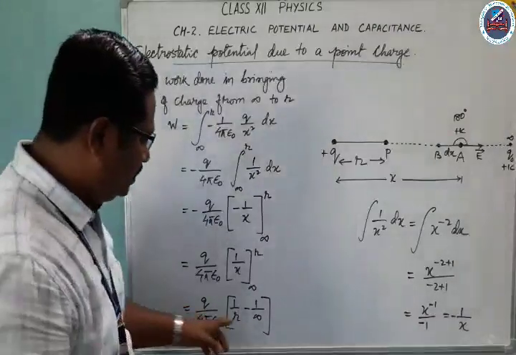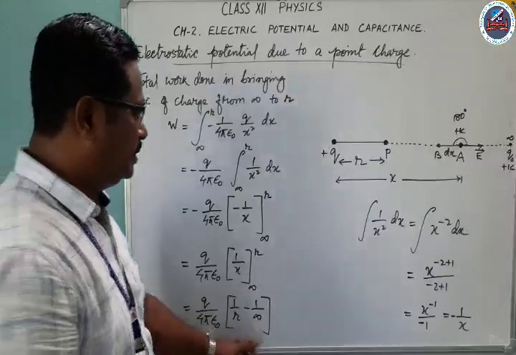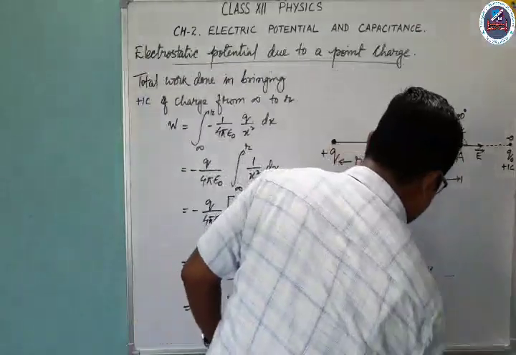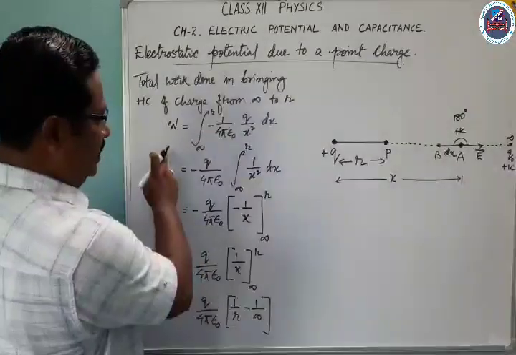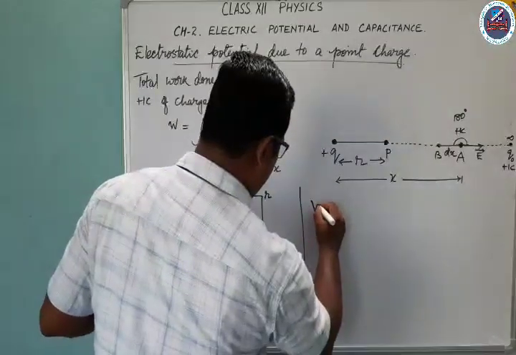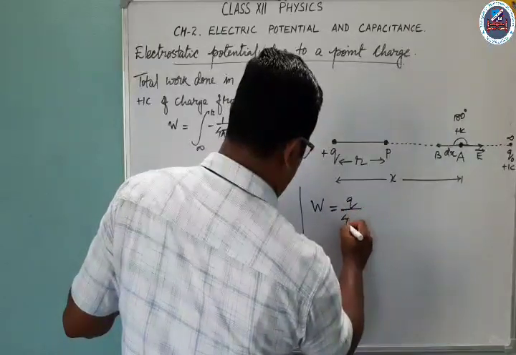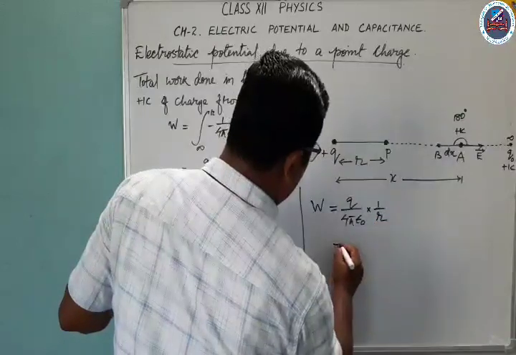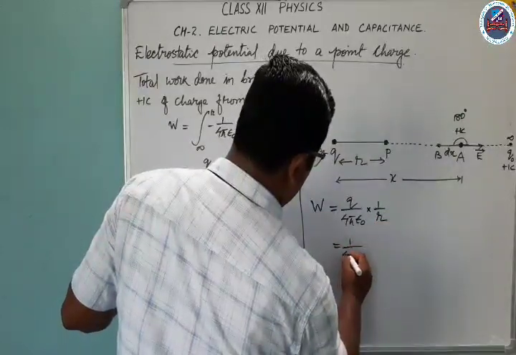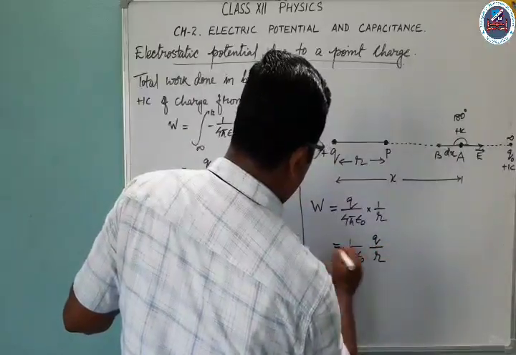And as we all know that 1 by infinity is 0, so this term will not exist. It will become 0. You can multiply these two values, then you can get the work done. W is equal to q by 4 pi epsilon naught into 1 by r. This we write generally as the constant. We keep it separate like this, q divided by r.